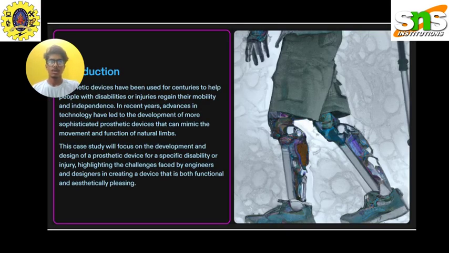Introduction. Prosthetic devices have been used for centuries to help people with disabilities or injuries regain their mobility and independence. In recent years, advances in technology have led to the development of more sophisticated prosthetic devices that can mimic the movement and function of a natural limb.